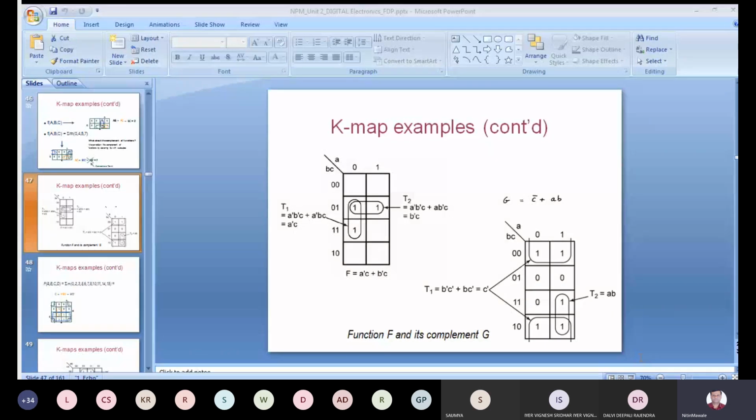The quad is possible there. So the inner two columns that are adjacent with each other, you can have that quad, and solve it and tell me your answer.